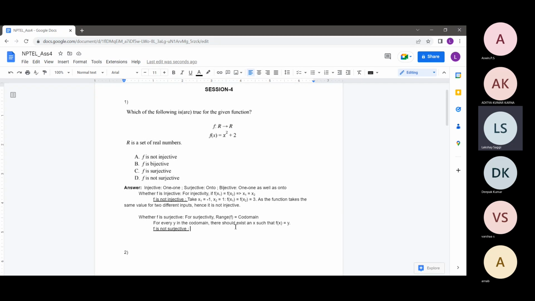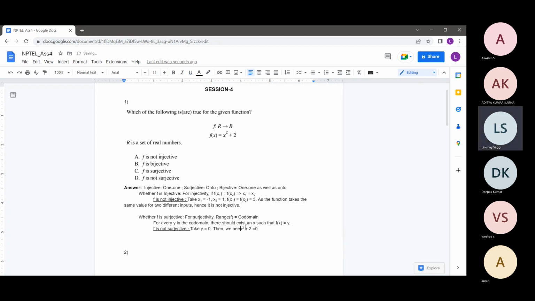For proving that it is not surjective, we just need to show there exists one y such that there exists no x such that f of x is y. So we can take any one y. Let's just take y equals 0. Okay, sorry. Suppose I take the value from the codomain as 0, then we need an x such that x square plus 2 is 0.